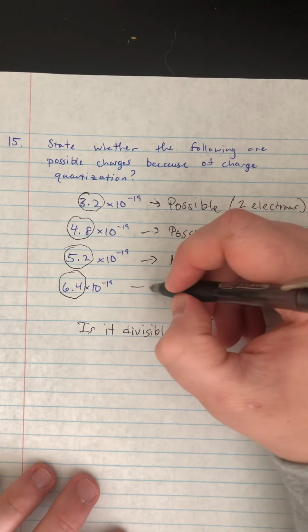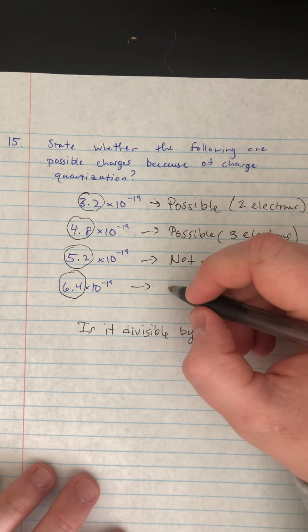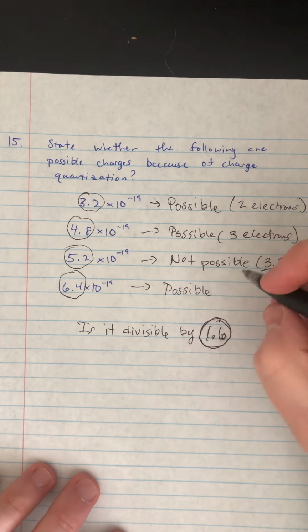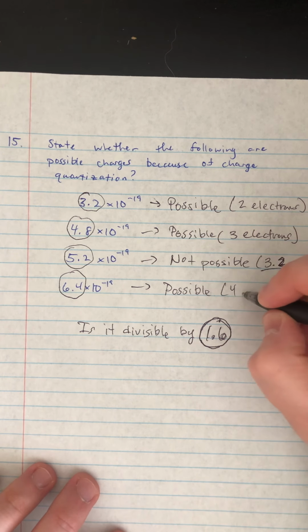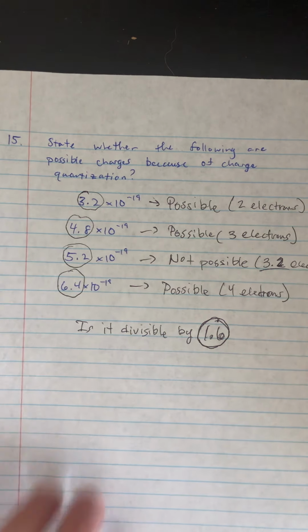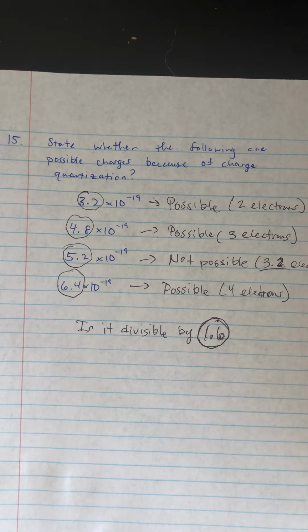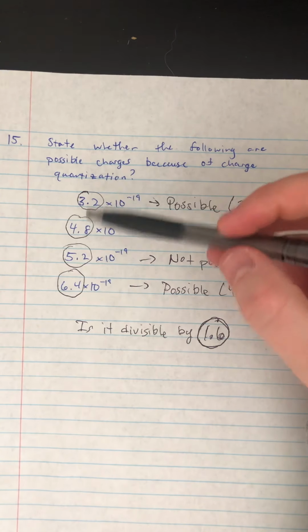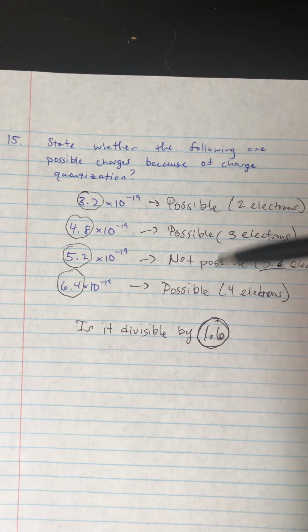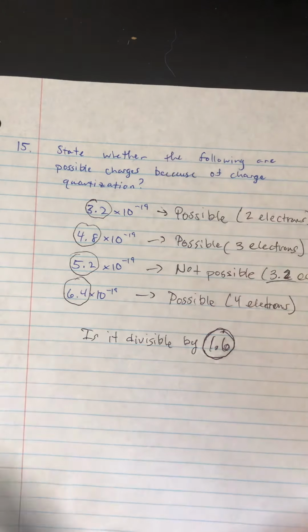And then 6.4, we check that. That one is possible. 1.6 goes into that 4 times, so that would be like 4 electrons or 4 protons. So that one is possible. So we just got to check, is the first number divisible by 1.6? And if it is, then it's possible. If it's not, then it's not possible.